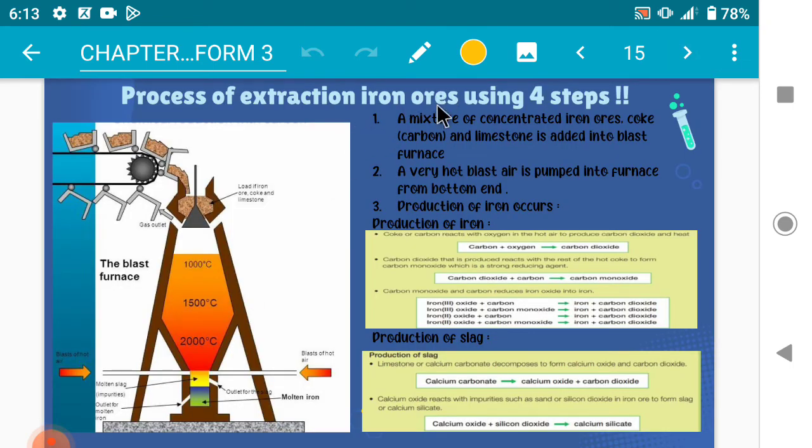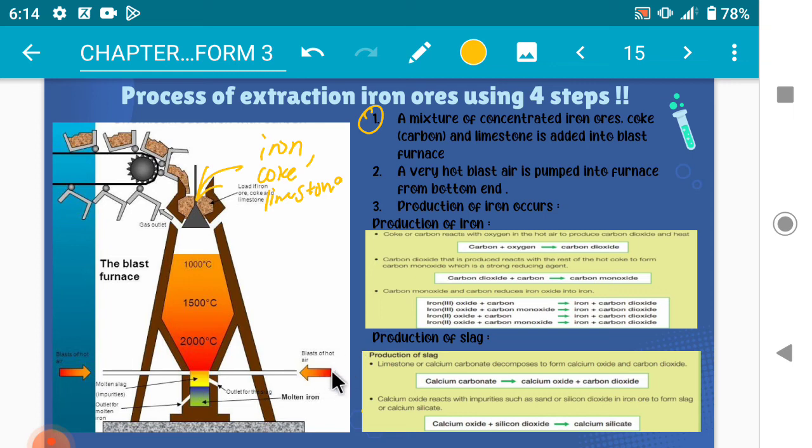So this is the process. You can read by yourself. So the process uses 4 steps. So the first step, you can read: a mixture of concentrated iron ores, coke, which is carbon, and limestone is added into the blast furnace from the top. So over here, everything is a mixture. So there are 3 materials, which is the iron ores, the coke or the carbon, and also the limestone, put from the top into the blast furnace. And then the second step is that very hot blast air is pumped.